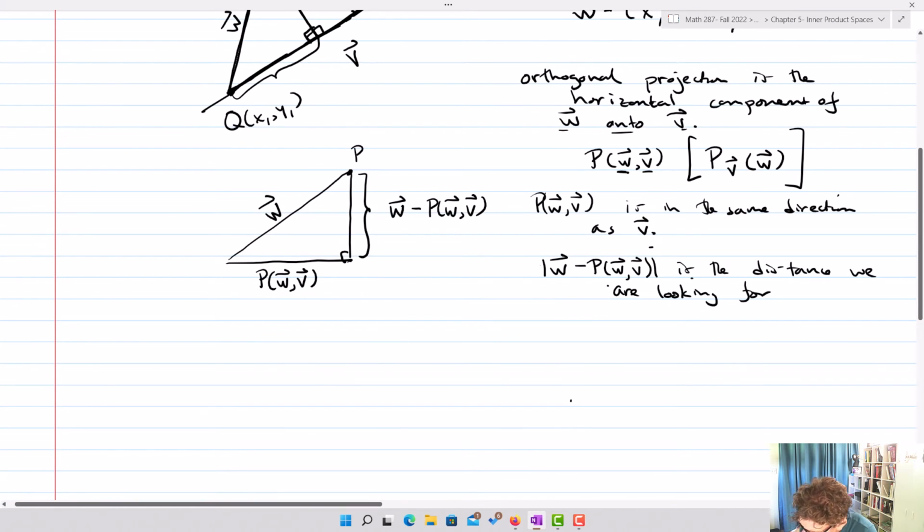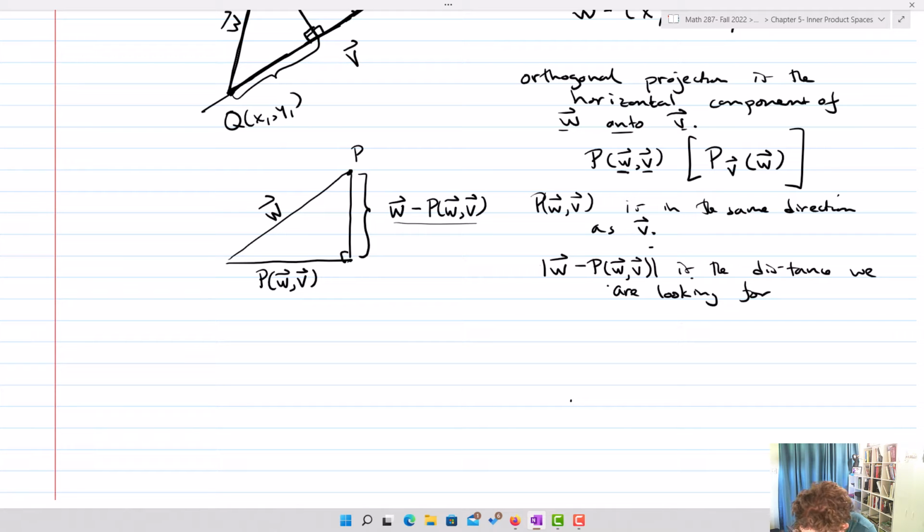Okay? So what we're going to do is figure out how long W minus P of WV is. First, we want to figure out how long P of WV is. Well, we've got an angle here, theta. And we remember that P of WV is in the same direction as V, so we actually know a relationship for theta. The first piece of information we have is that W dotted with V is going to equal the magnitude of W times the magnitude of V cosine theta.